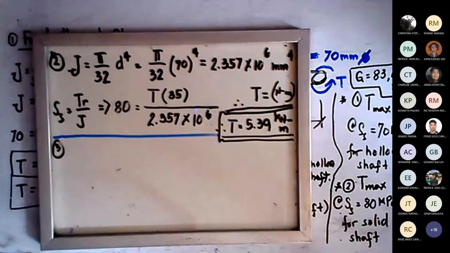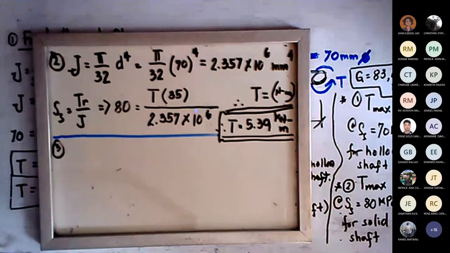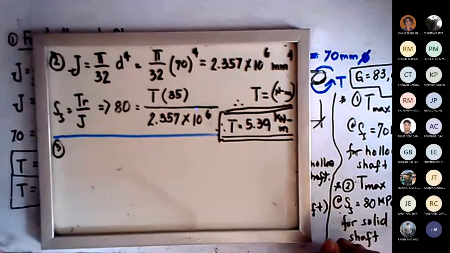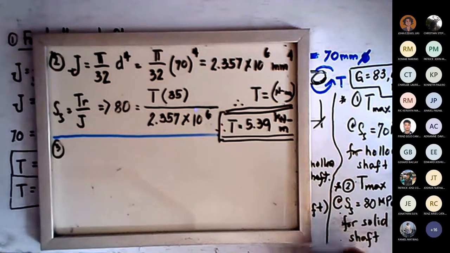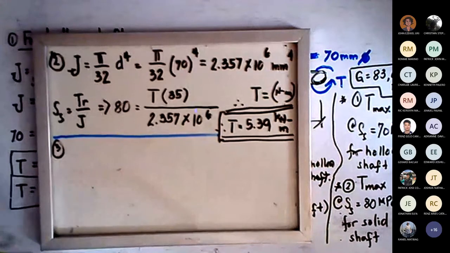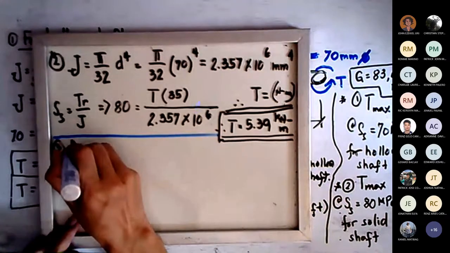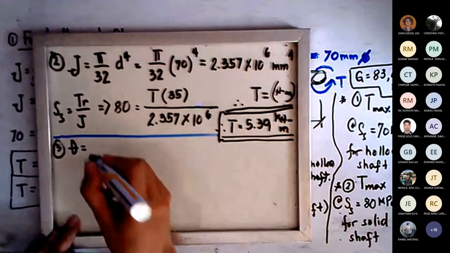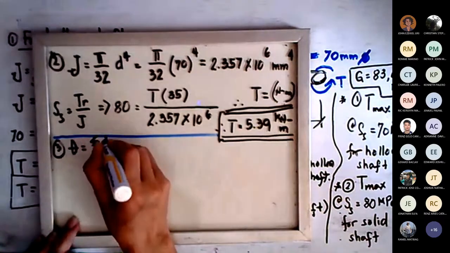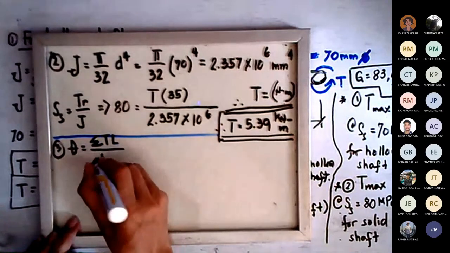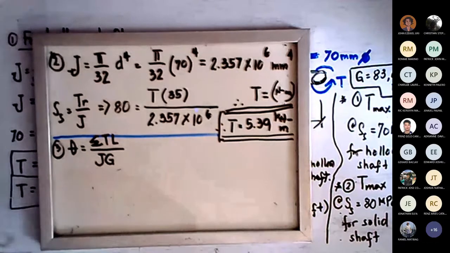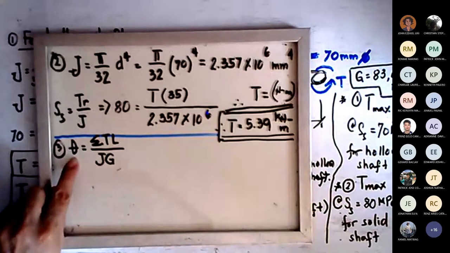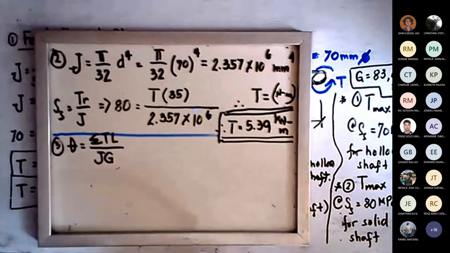So, let us go to the third question. The third question is, we are going to determine the maximum torque, but the condition here is that it should not exceed an angle of twist of 2.5 degrees. According to our formula, the angle of twist is equals to summation of TL over JG. And this angle, theta, is in radian. So we still have to convert this.